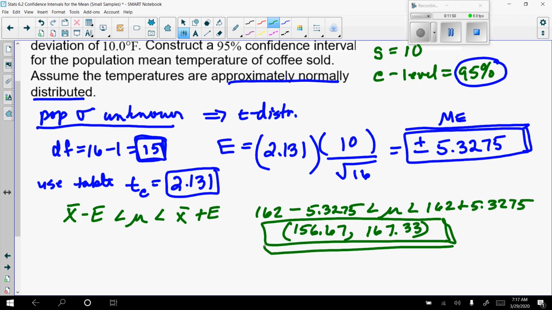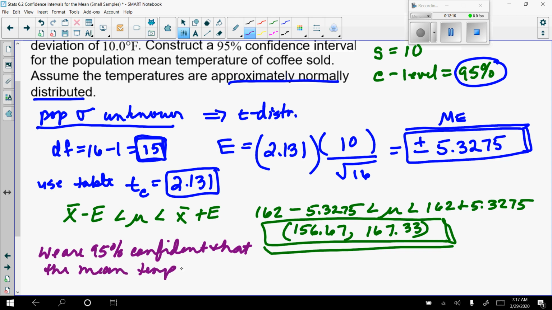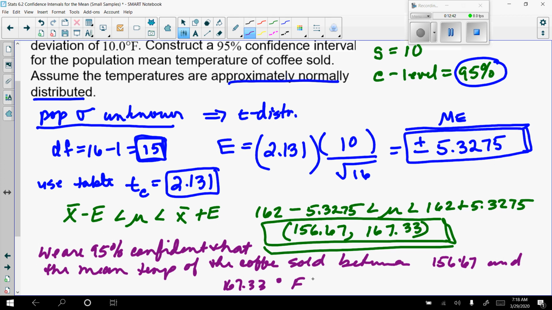That means we need to relate that in a sentence in context, which will say we are 95%, because that was our C level, confident that the mean temp of the coffee sold was between 156.67 and 167.33 degrees Fahrenheit.